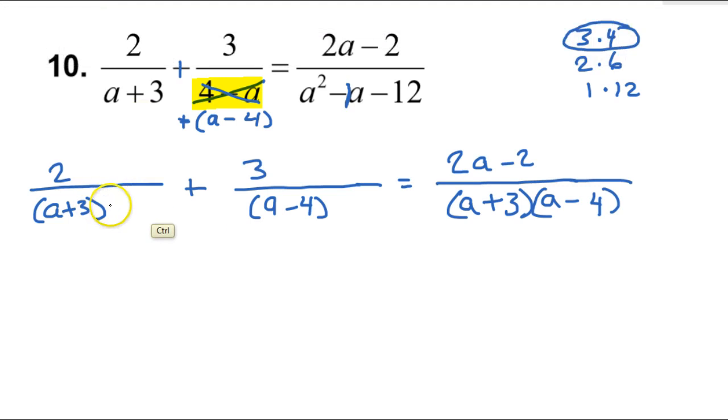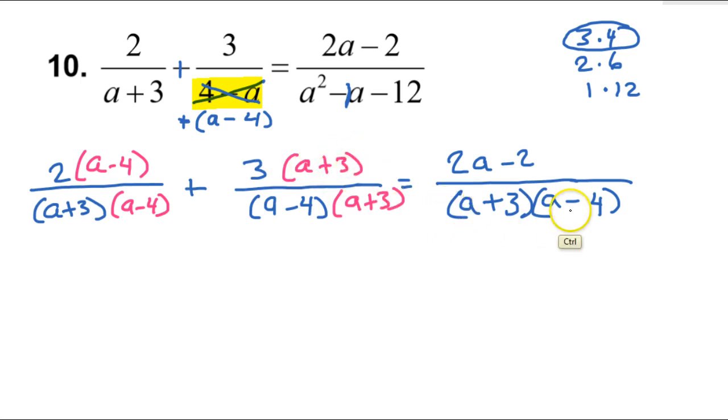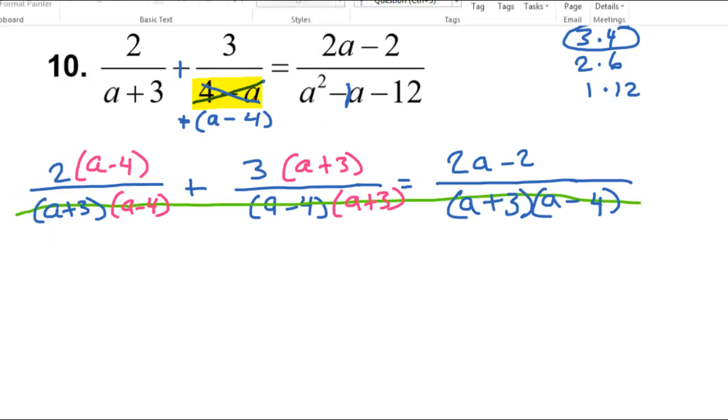Time to make the denominators all be the same. Well, I look over here, I see a minus 4. That means this side is going to need an a minus 4 in the numerator and the denominator. The first fraction has an a plus 3. So that means I need an a plus 3 in the numerator and denominator. The next fraction already has a plus 3 and a minus 4, so it doesn't need anything. So I can go ahead and cancel these out once I've made them all the same, and I still have a valid equation.